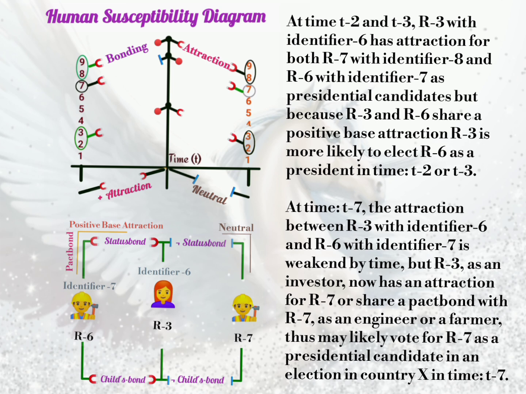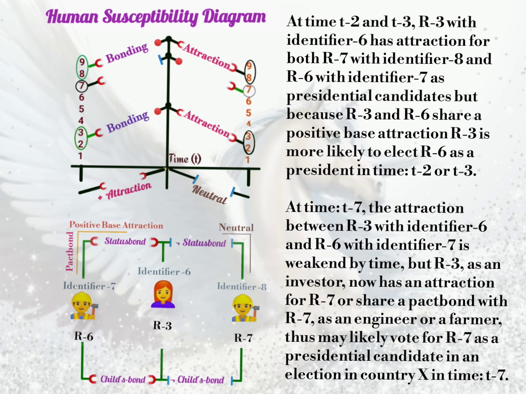At time T2 and T3, R3 with identifier 6 has attraction for both R7 with identifier 8 and R6 with identifier 7 as presidential candidates, but because R3 and R6 share a positive base attraction, R3 is more likely to elect R6 as a president in time T2 or T3.